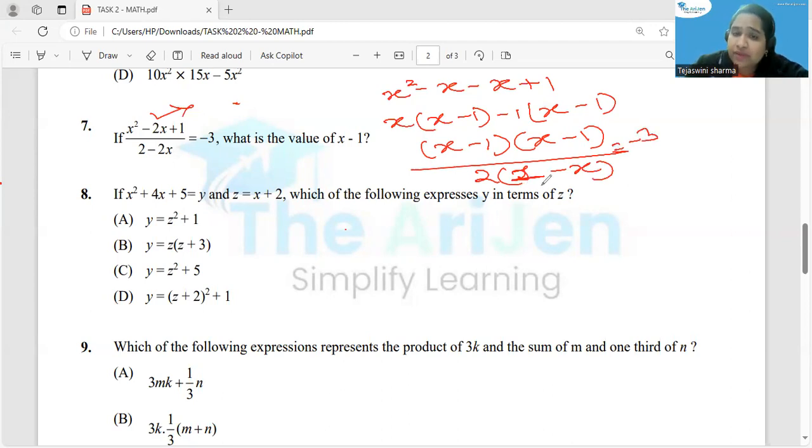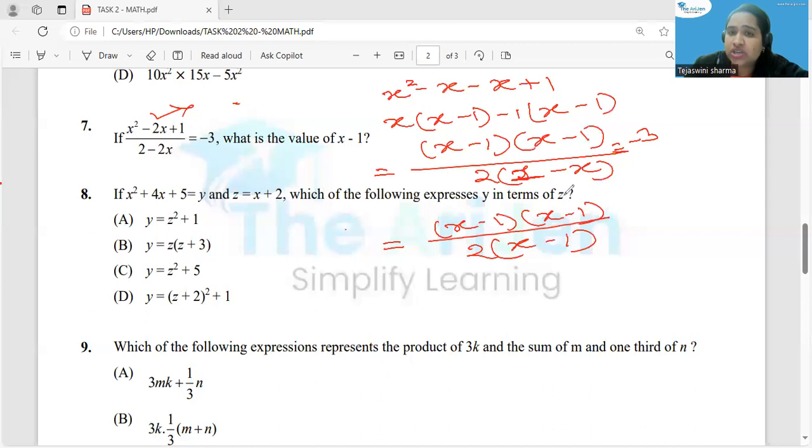I hope I'm clear. If I want to change this denominator expression, which is 1 minus x, to be similar to the numerator, I should multiply both sides with negative 1. When I do so, I am keeping the above things similar, I'm not changing it, but the expression in the denominator will get changed to x minus 1 instead of 1 minus x, and the negative 3 will become a positive 3. And when I cancel x minus 1 with x minus 1, I will simply be remaining with x minus 1 by 2, which is 3.